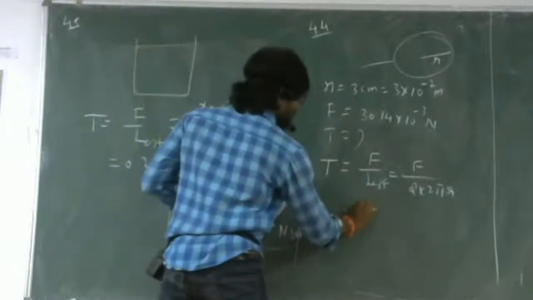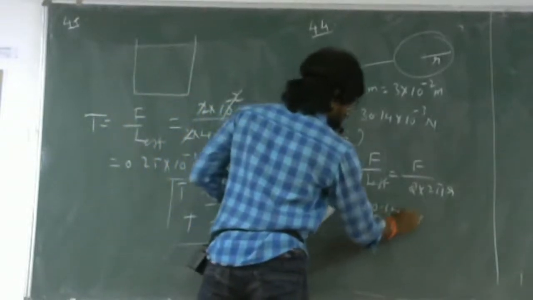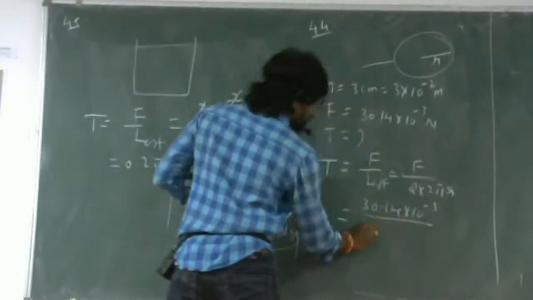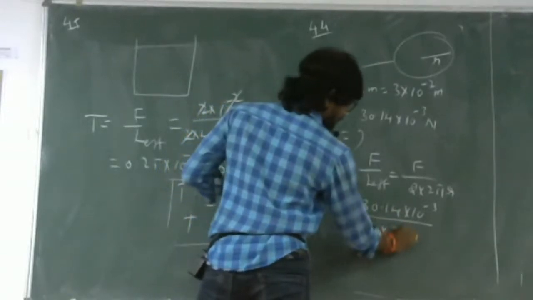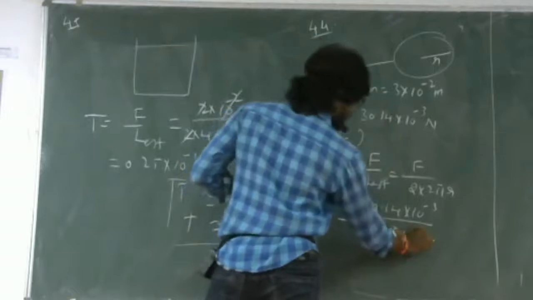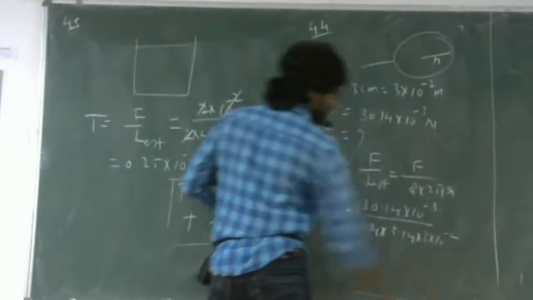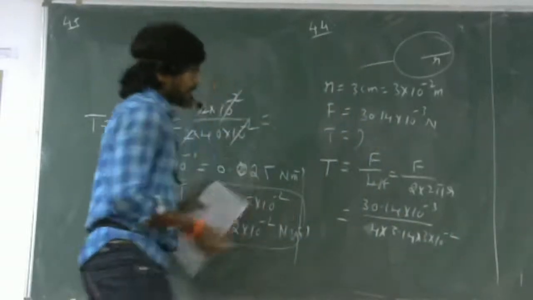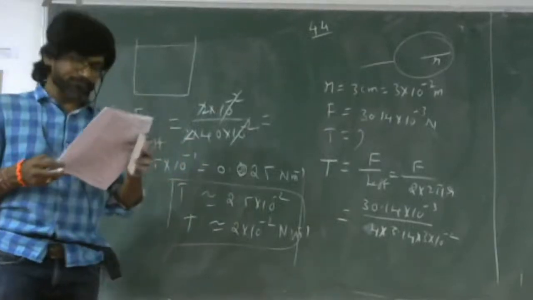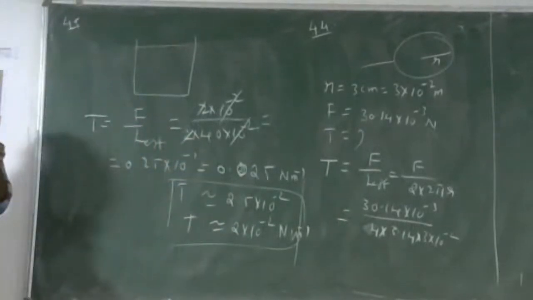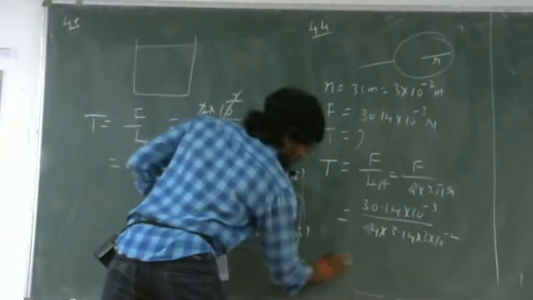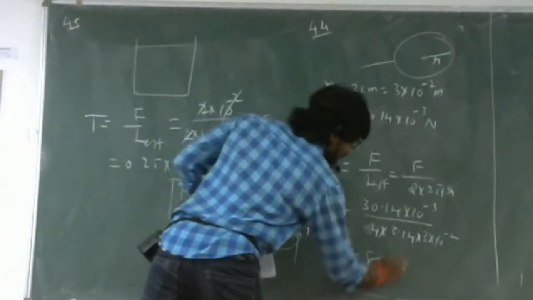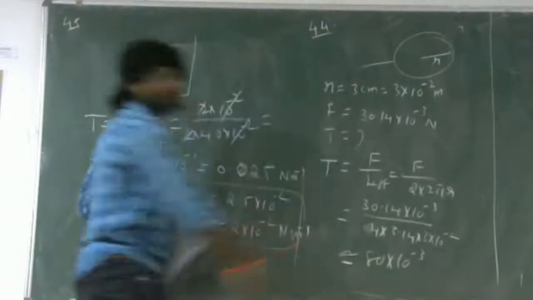T is equal to, F is how much? 30.14 into 10 to the power minus 3 by 2 into 2, 4. 2 into 2 is 4. Pi is 3.14 into R is 3 into 10 to the power minus 2. Right? Yes. On simplifying this, we get approximately 18 into 10 to the power minus 3. We get 80 into 10 to the power minus 3 or 8 into 10 to the power minus 2 also.